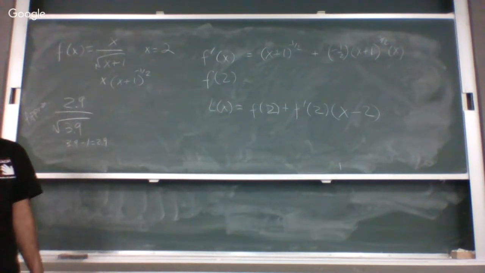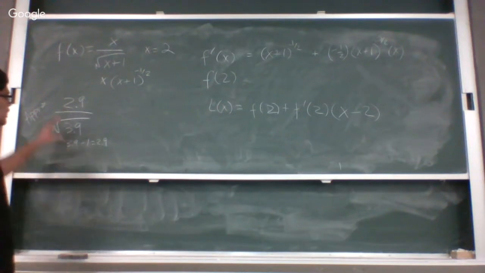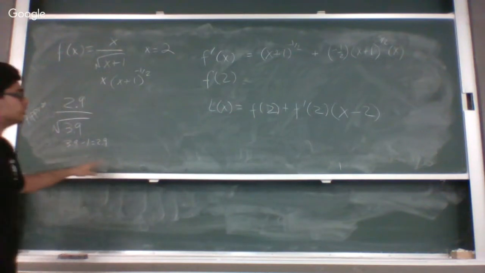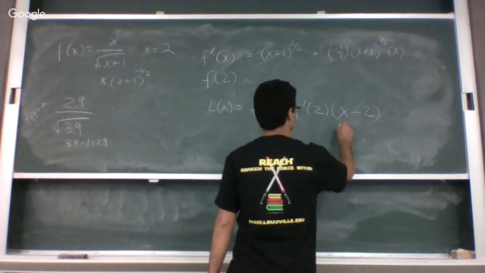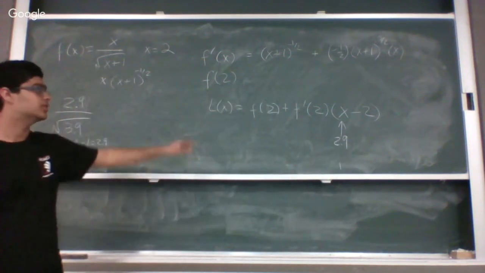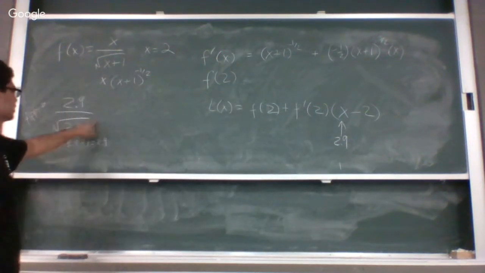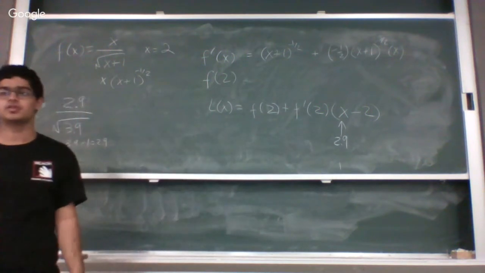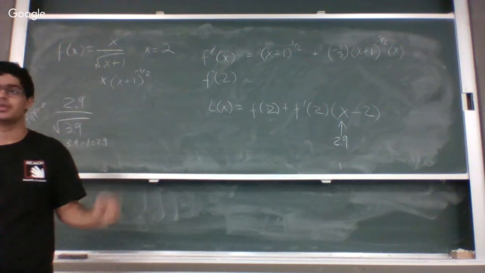Okay. So the idea of approximation is instead of having to solve this, like 2.9 divided by square root of 3.9, who wants to do that? You can just put in a 2.9 there, and then this answer would be close enough to this answer. So that's why we do approximation. And then linearization is a method.